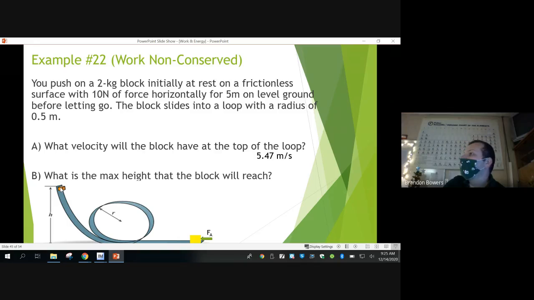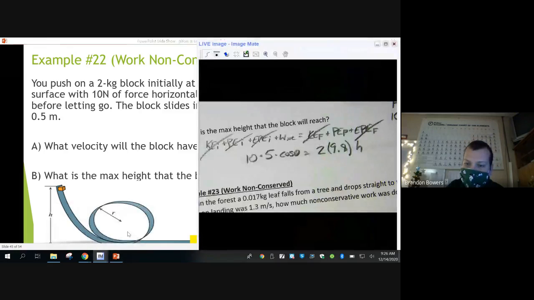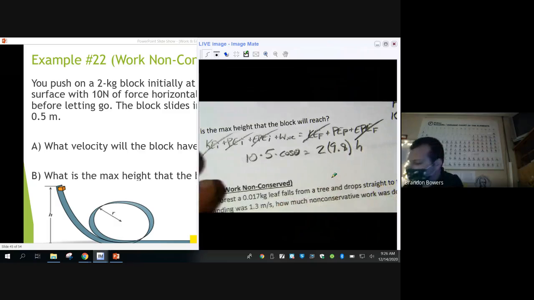Does that make sense? So you're pushing it, it goes around the loop. What's the max height? Does that make sense? Yes, it does. Why do we not have a diagram? It's 30. So what's your max height? 30 meters. I got 3 meters.